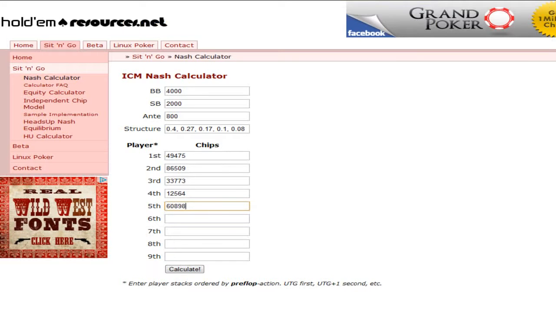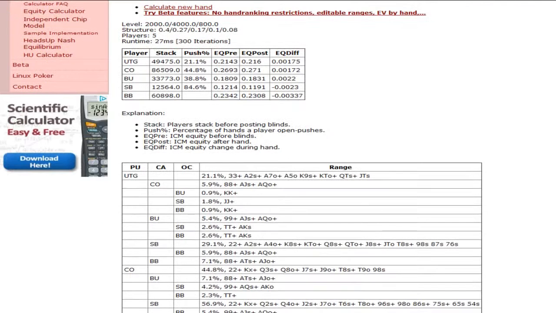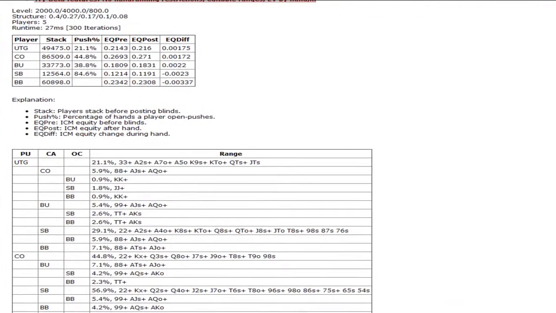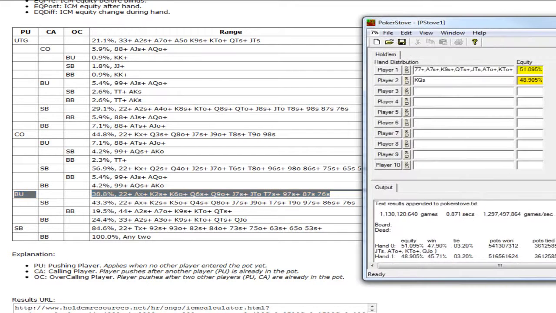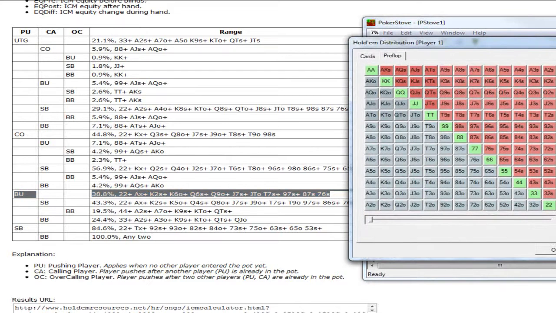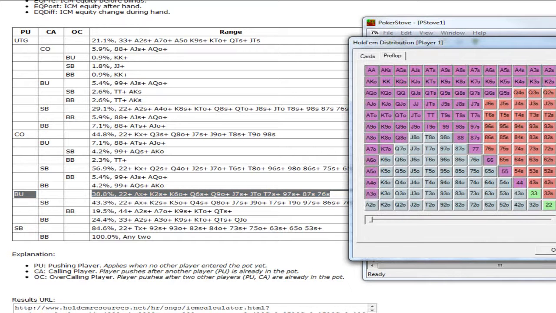Alright, so with the data introduced in the calculator, I go ahead and calculate what the ranges should be for each player to either shove, fold or make a call. I am on the bottom, so my range to shove according to the ICM calculator should be this one, 38.8% of the hands. You can see that it's any pair, any ace, king deuce suited plus, king 6 offsuit, blah blah blah. But if I want to actually sit here on PokerStove, I can just input 38.8, and there we go.